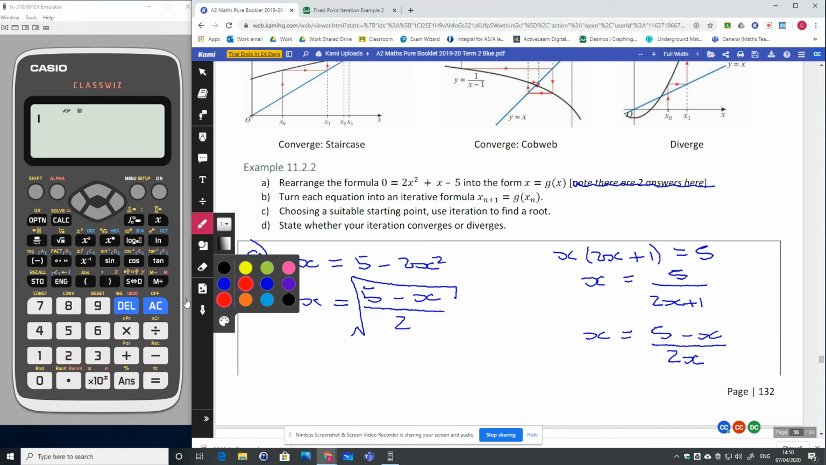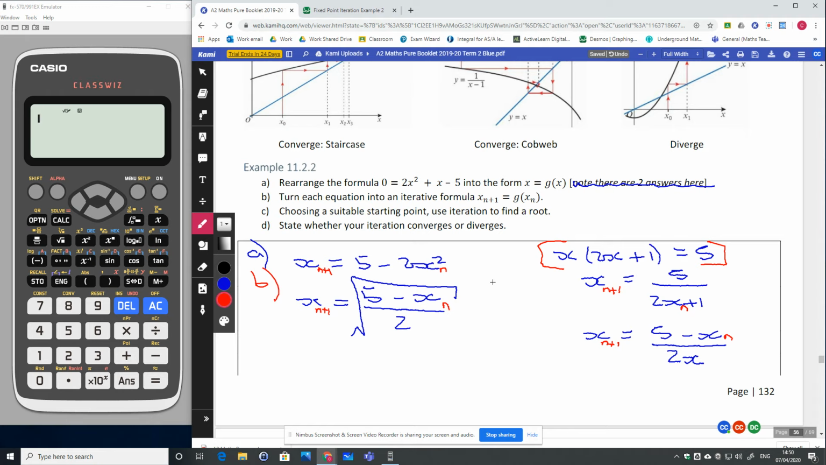Part B I'm going to do in the same place, because all you've got to do to turn it into an iterative formula is the x on its own gets an n plus 1 and the x in the function gets an n. So that one's an n plus 1, that one gets an n. That one gets an n plus 1, that one gets an n, that one gets an n plus 1, and that one gets an n. So they are now all iterative formulas that came from this original formula here. I'm not using that one because that was just a little bit of working out to make x a subject.